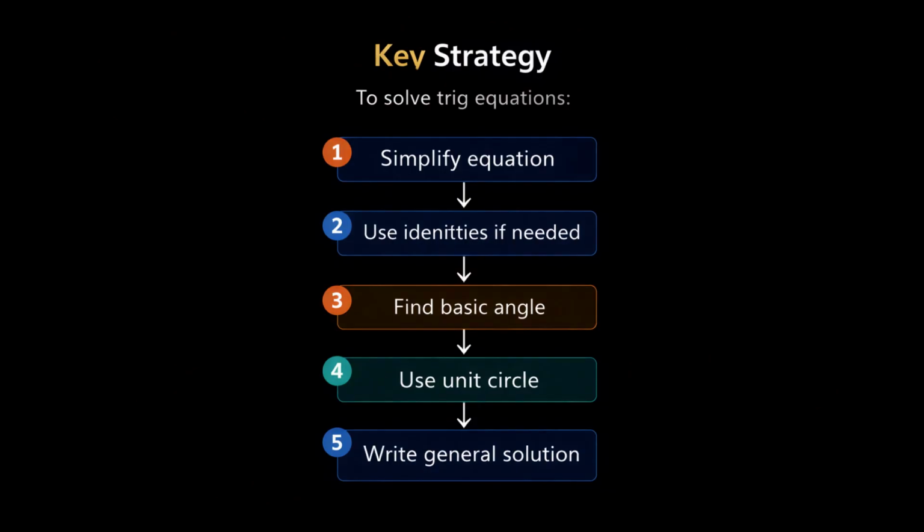To solve a trigonometric equation, we need to follow the key strategies. First one is simplify the equation, then use identities if needed. Then find the basic angle, then use the unit circle and write general solutions.